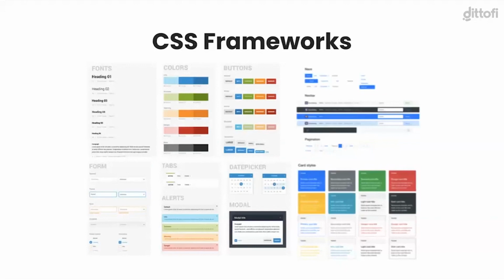A CSS framework here is just a collection, or a library, of pre-built components that you can use within your app development. So for example, you might have a complete collection of buttons. You might have a complete collection of alerts.